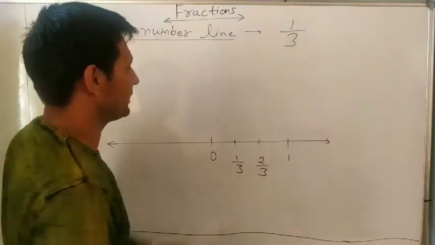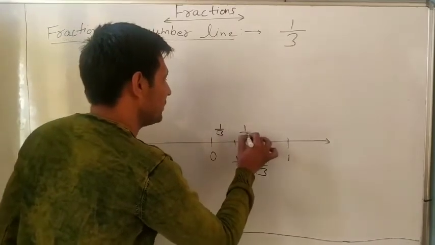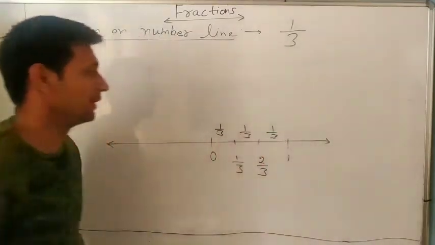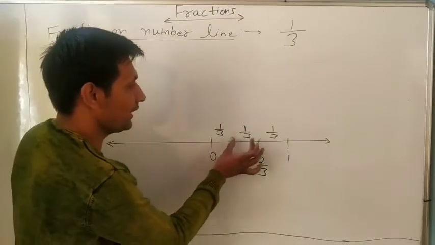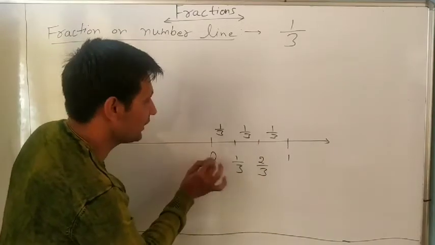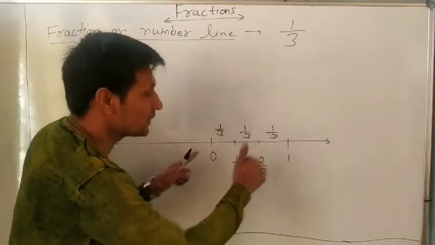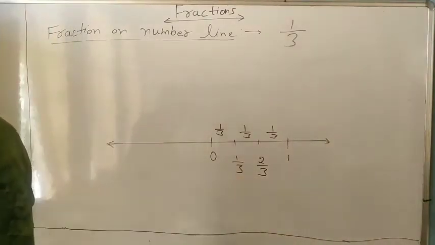So where is 1 by 3? All 3 parts are 1 by 3, 1 by 3, 1 by 3. From 0 to here is 1 by 3, 0 to here is 2 by 3. Understand? So we can represent it like this.